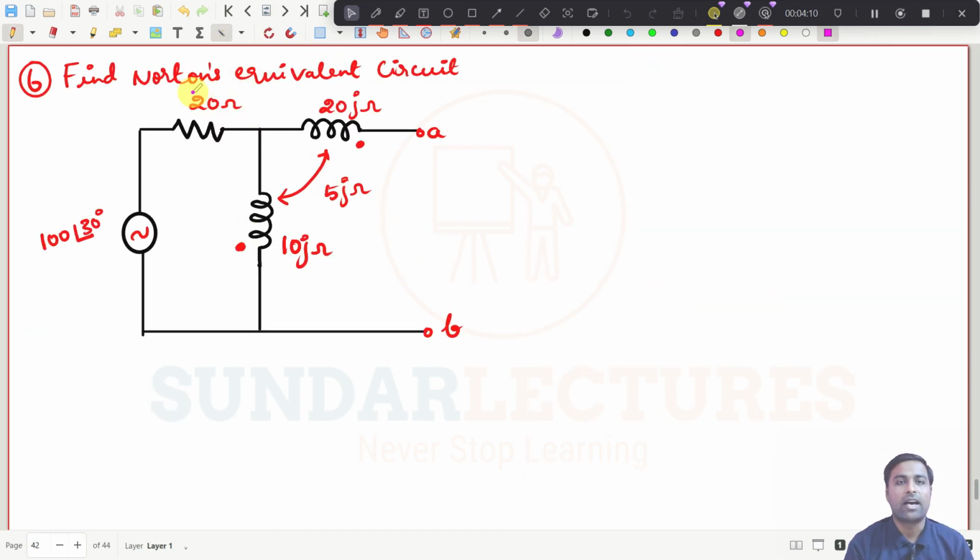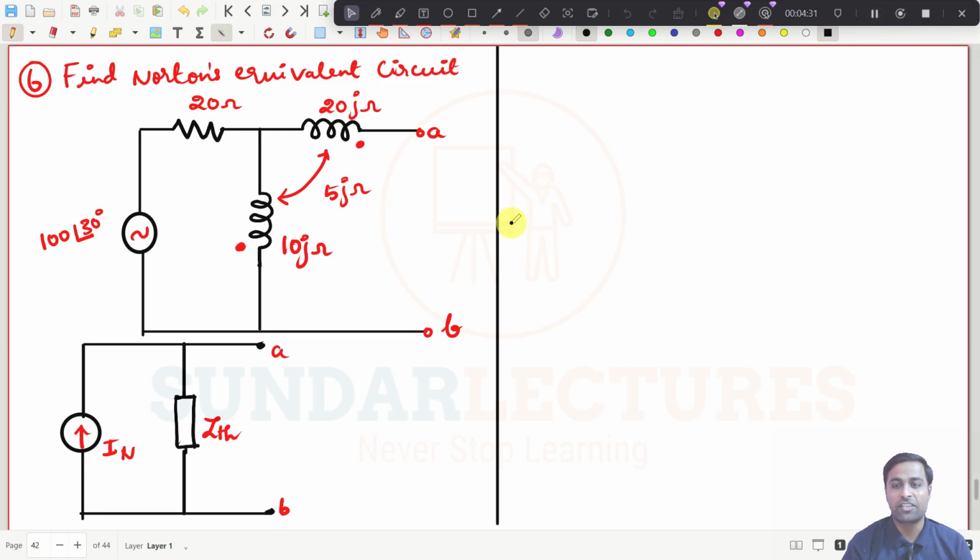See this one. We need to find the Norton's equivalent circuit. We have seen these kinds of things already. So the Norton's equivalent circuit will be, I will draw it down. I have just drawn the Norton's equivalent circuit and I need to find IN and the value of ZTH across these 2 points.